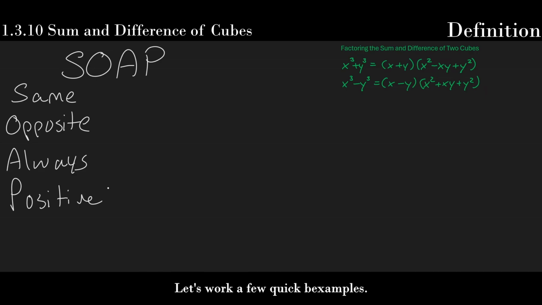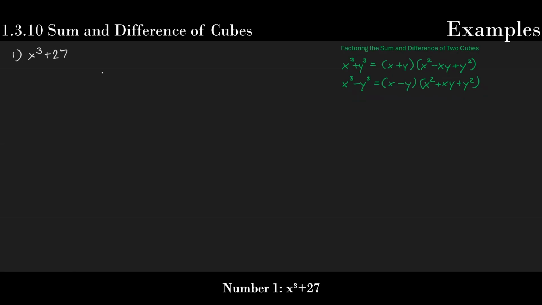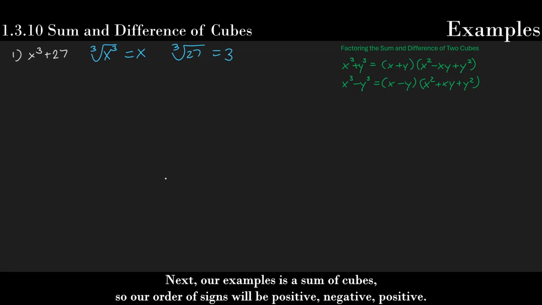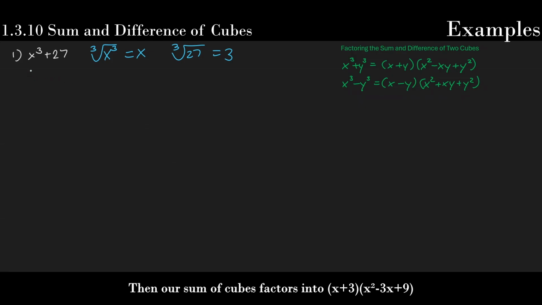Let's work out a few quick examples. Number 1, x cubed plus 27. First thing we need to do is get our cube roots. The cube root of x cubed equals x, and the cube root of 27 equals 3. Next, our example is a sum of cubes, so our order of signs will be positive, negative, positive. Then our sum of cubes factors into x plus 3 times x squared minus 3x plus 9.